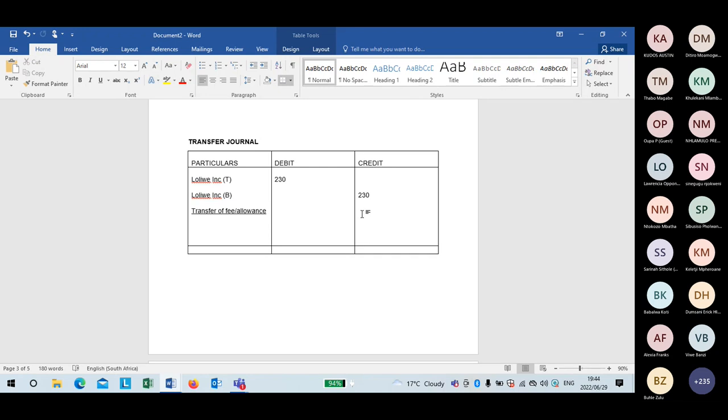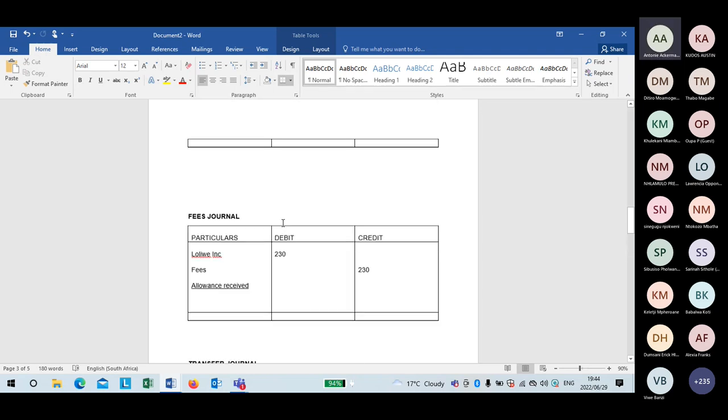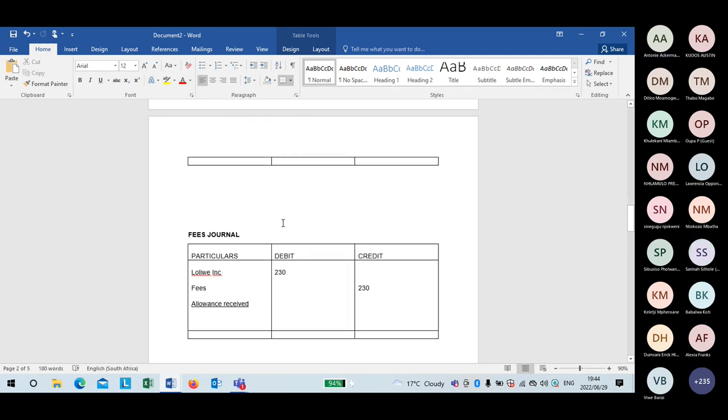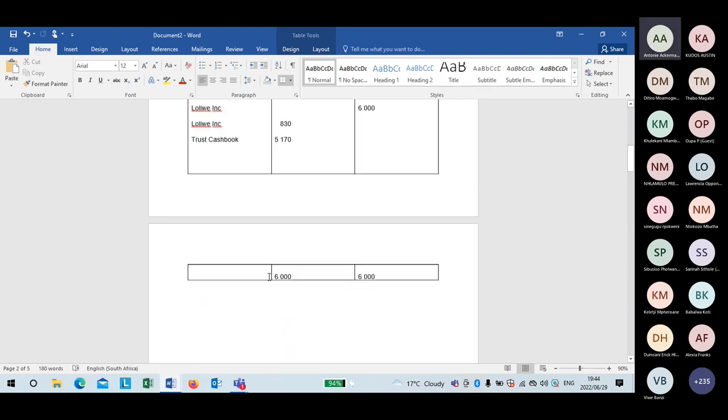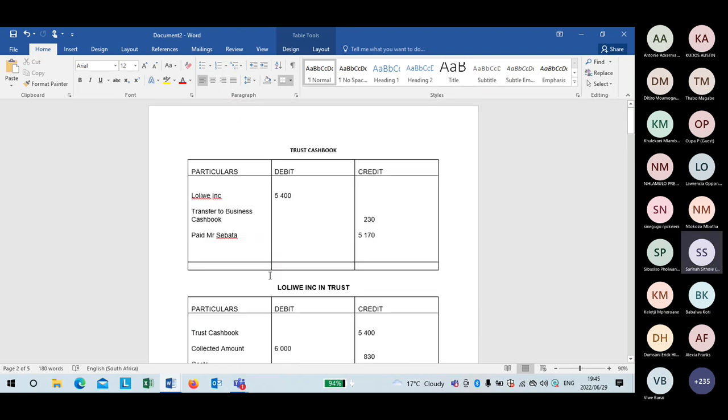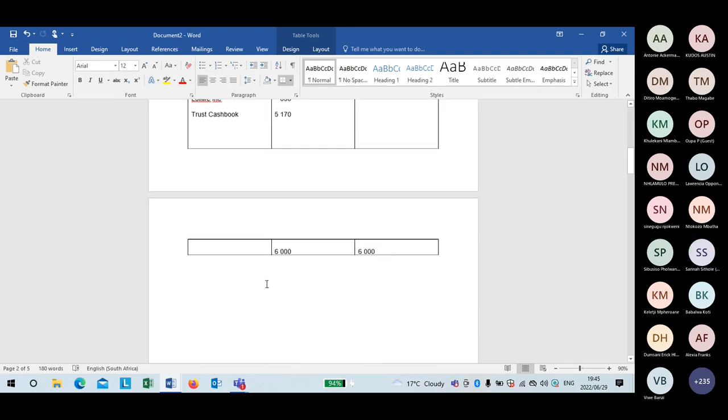In the business cash book and the fees ledger, I see that we only recorded on the one side. Is that so? No. Look at the fees journal. Okay, yes, I see. It's both sides. I mean the fees ledger. The fees ledger. Okay, let's see the fees ledger.